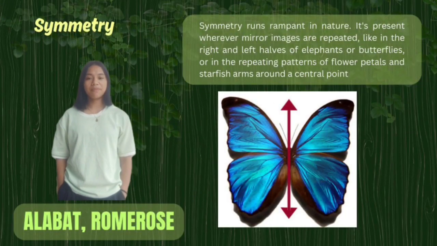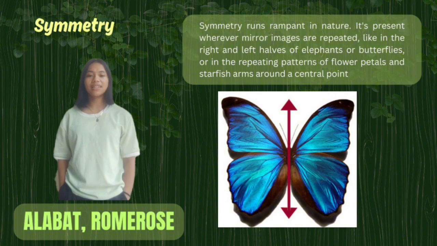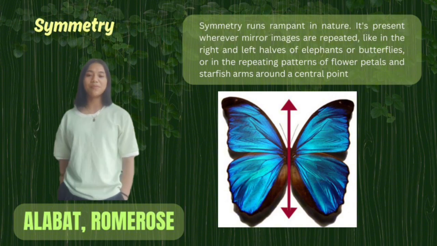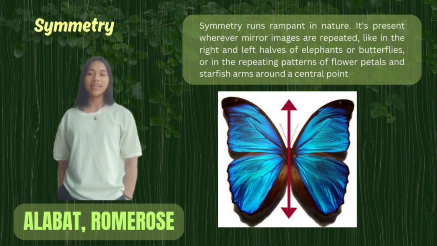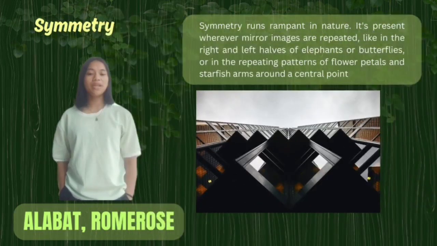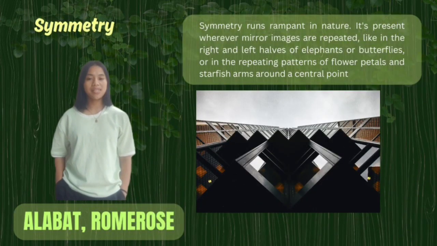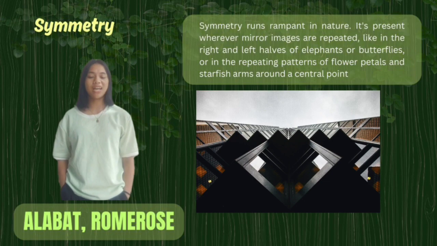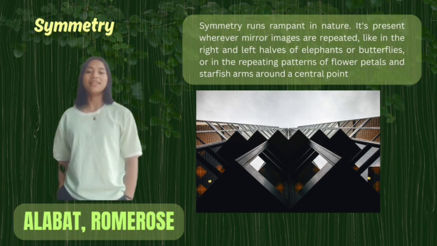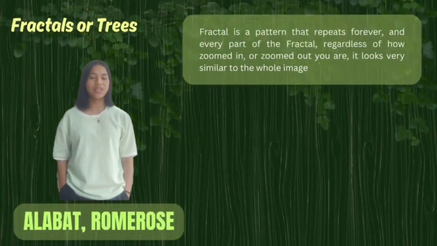Symmetry. Symmetry means that one shape becomes exactly like another when you move it in some ways, like turn, flip, or slide. Also, the object should be the same in shape and size so that the object is balanced and proportionate. The second one is fractals or trees.